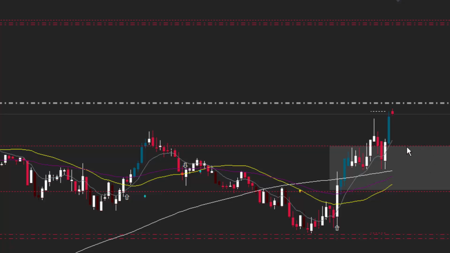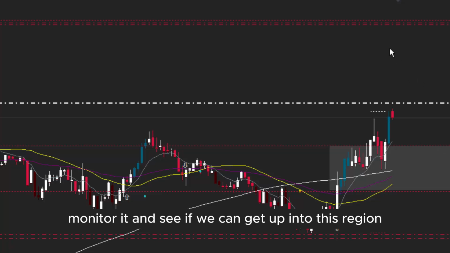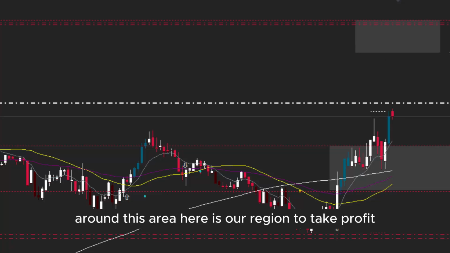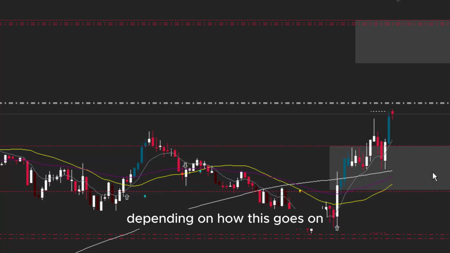Now, we're just going to monitor it and see if we can get up into this region here. This is our TP region. Around this area here is our region to take profit, depending on how this goes on.